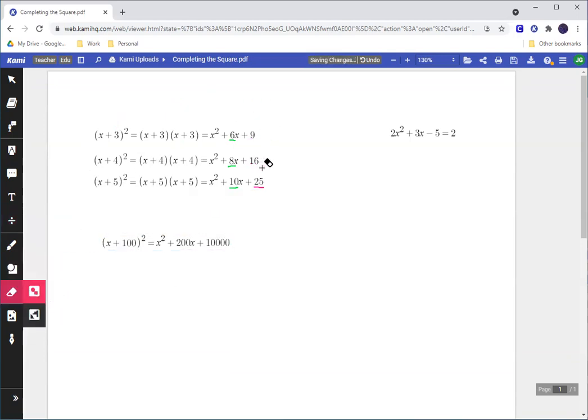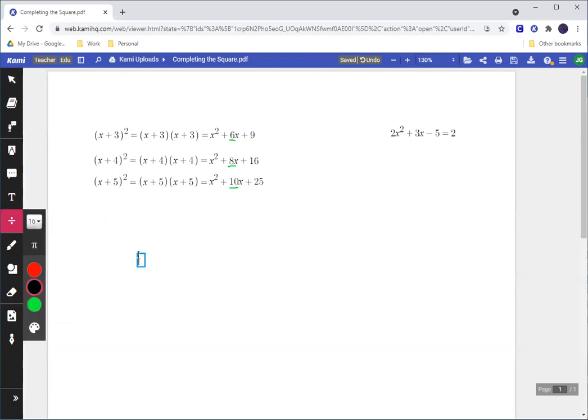And if you ever forget this pattern, you can always rediscover it just by multiplying, using your knowledge of multiplying binomials. Just multiply some binomials together and you'll see it again. So we can use this pattern to complete expressions that would not otherwise be completed.